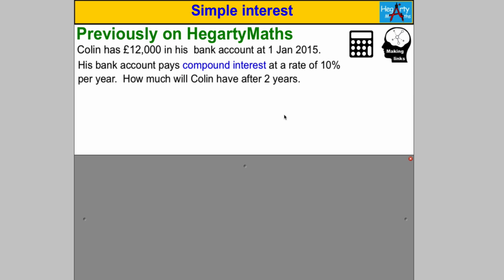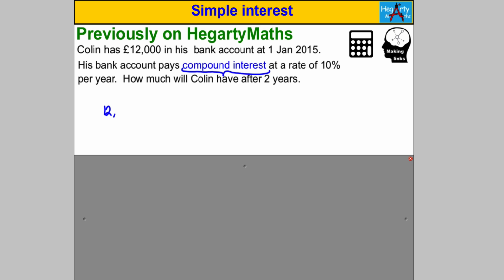So, linking back to what we've previously done in Hegarty Maths, Colin has £12,000 in his bank account at the 1st of January 2015. His bank account pays, beforehand, I have just called it interest at a rate of 10%. Now I am calling it compound interest, just so you're absolutely sure that this is the one where you get interest on top of interest. It's almost always that case, but I'm calling it its proper word now. So he gets interest at a rate of 10%. How much will Colin have after 2 years?